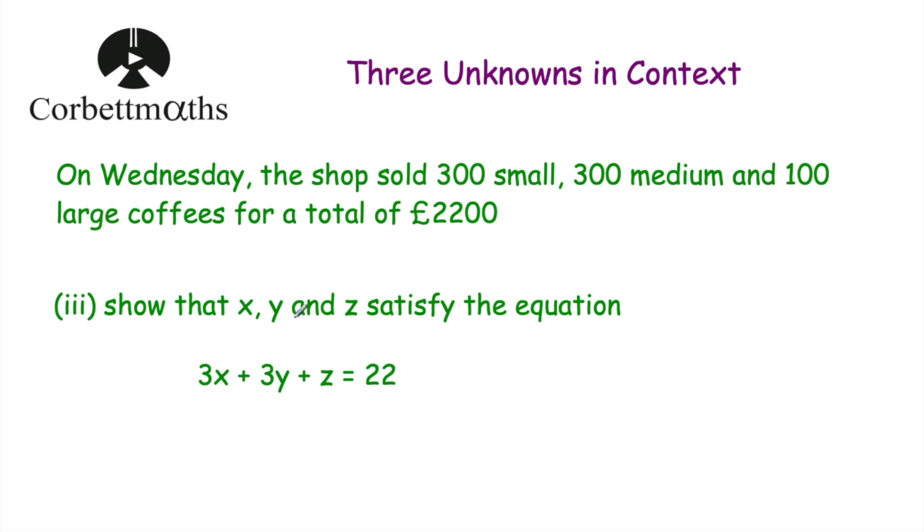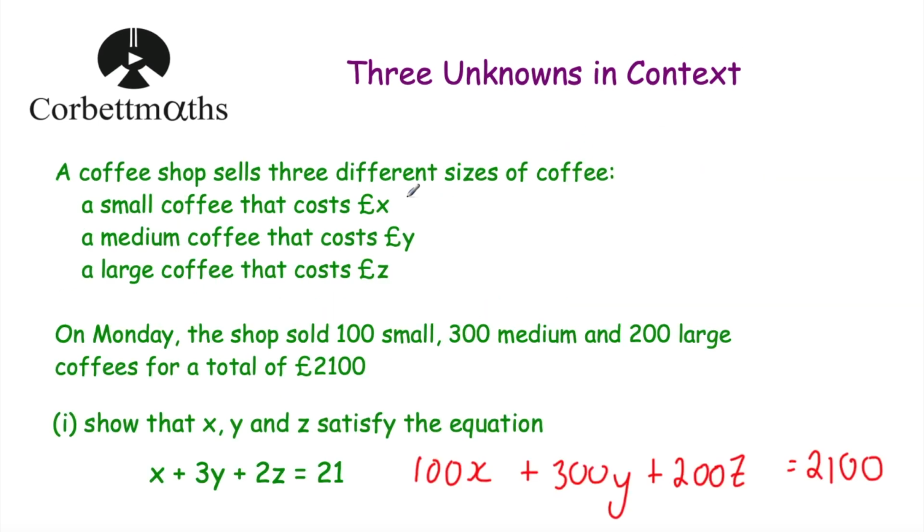And we've been asked now to show that x, y and z satisfy the equation 3x plus 3y plus z equals 22. Okay, so let's make our equation. Each small coffee, let's just recap. Each small coffee costs x pound. Each medium coffee costs y pound. And each large coffee costs z pound.